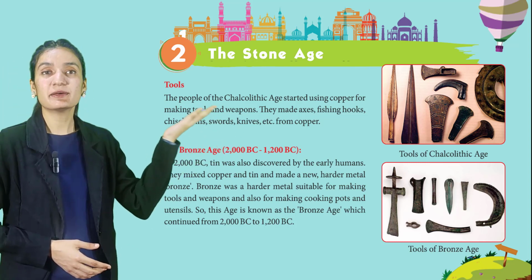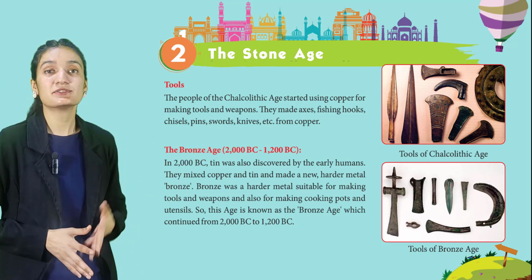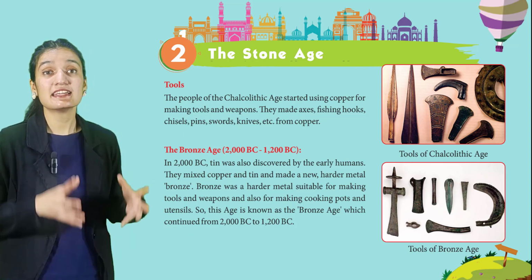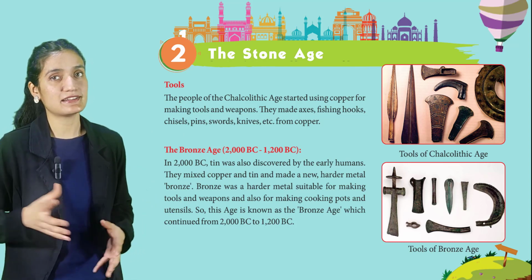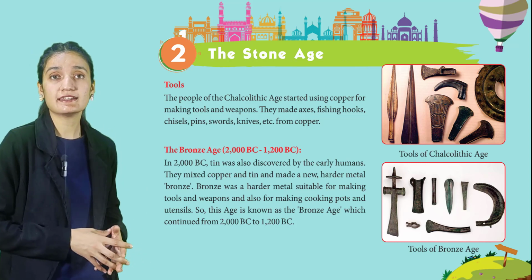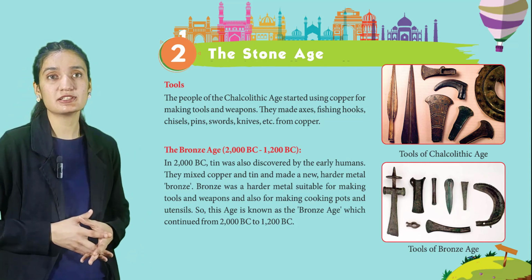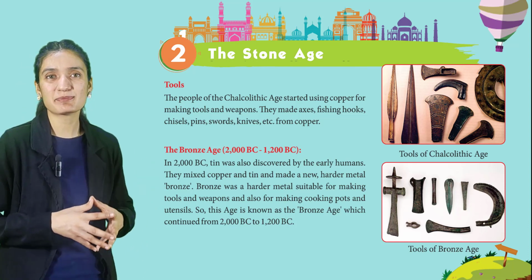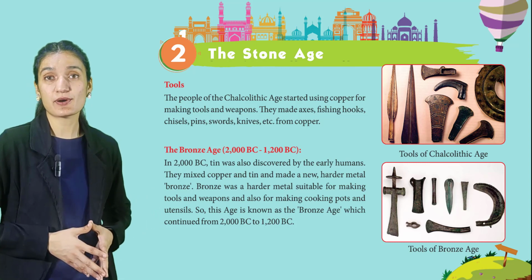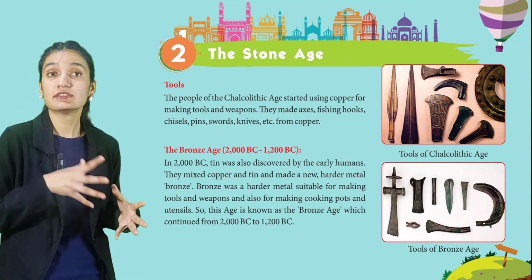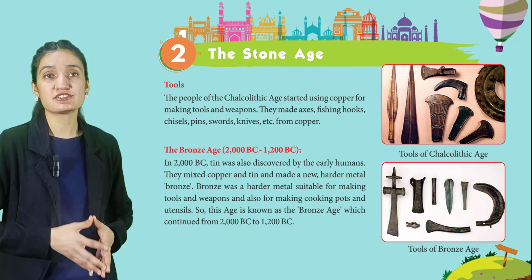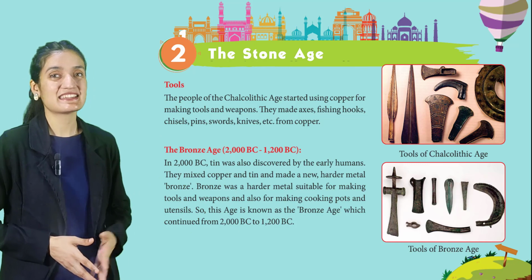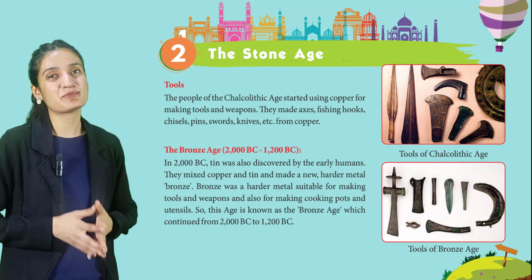Now next is the Bronze Age, 2000 BC to 1200 BC. So students, in 2000 BC, tin was also discovered by the early humans. They mixed copper and tin and made a new, harder metal, bronze. Bronze was a harder metal suitable for making tools and weapons and also for making cooking pots and utensils. So, this age is known as the Bronze Age, which continued from 2000 BC to 1200 BC. Here is the picture of tools of Bronze Age.